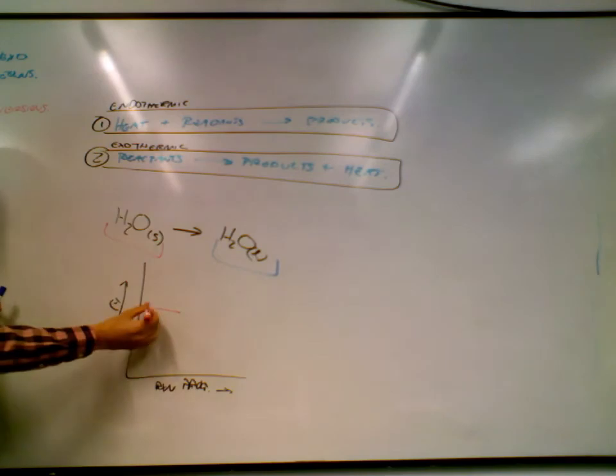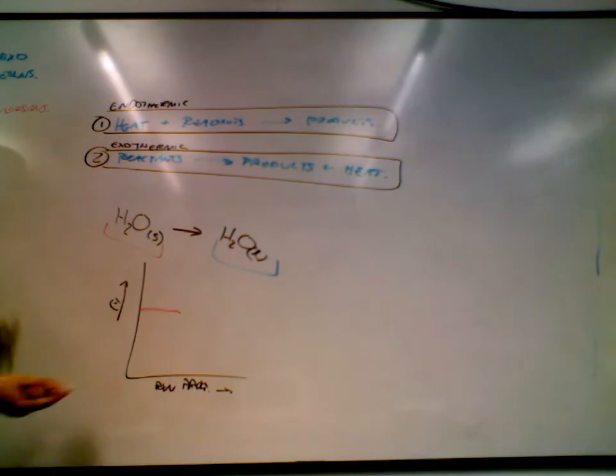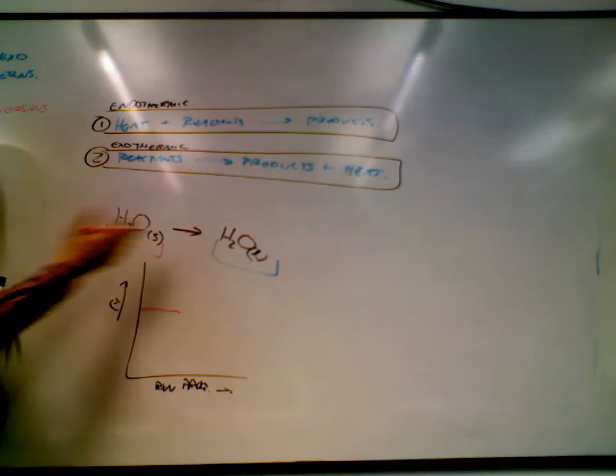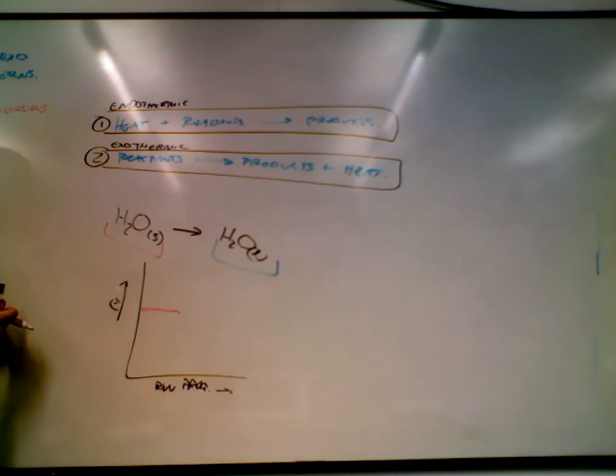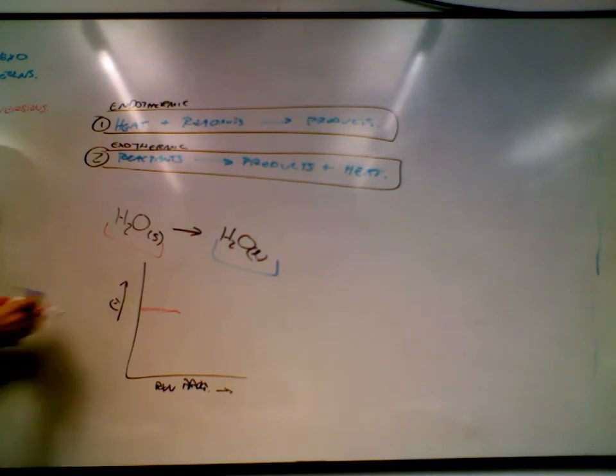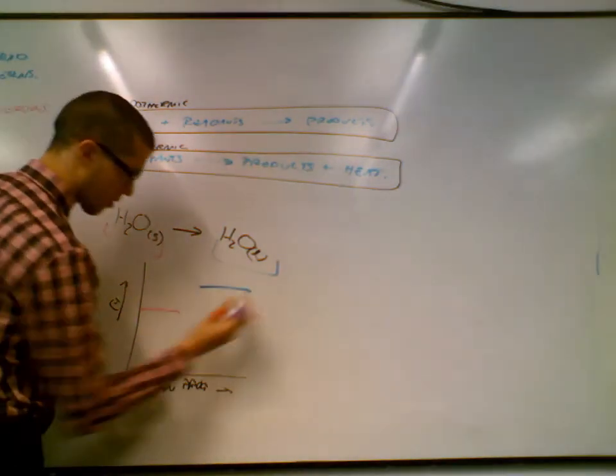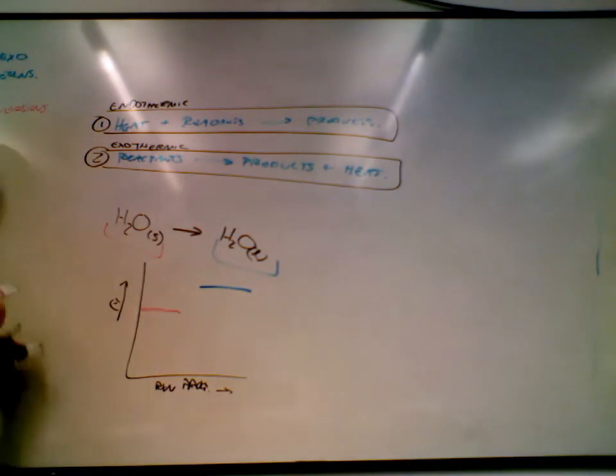Alright, so let's start off with the reactants. Reactants are the red line right there. That's where they start off with the energy. And then, in order to get to this state right here, the liquid state, which is a higher energy state, there's more energy in it. It needs to be given energy. There's more energy going into it.